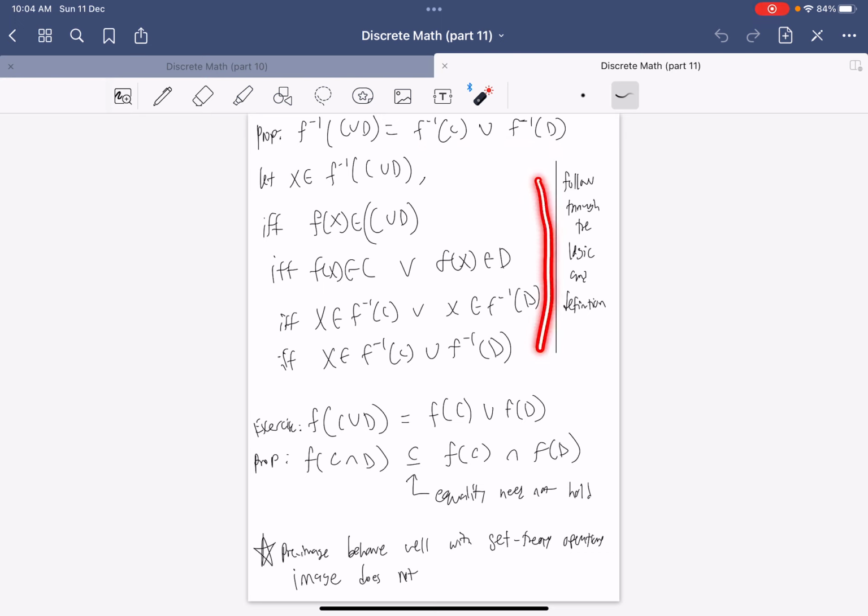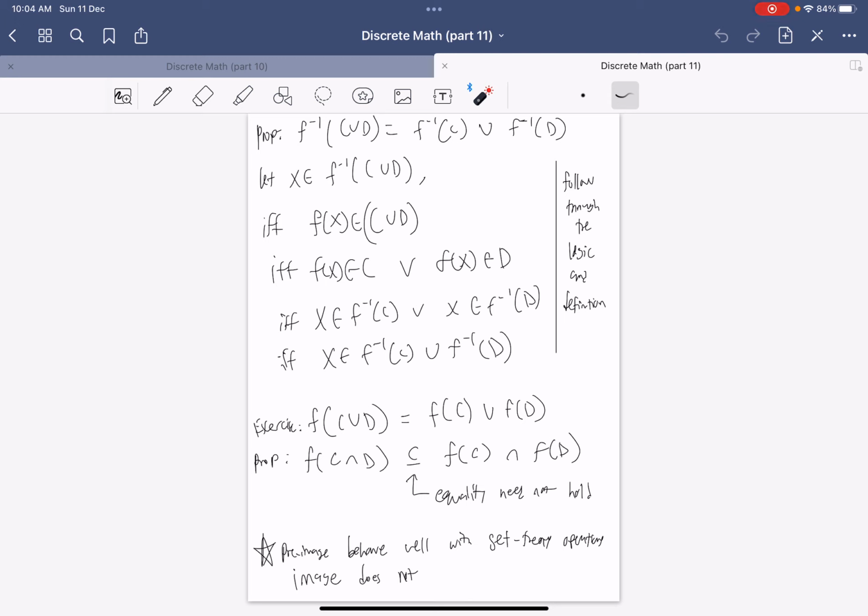The proof is as follows, and you can see how it is really just using the definition over and over again, so you can just use a series of if and only ifs and flowing through with the logic of and, or, and whatnot. You can also prove that the image of a union is the same as the union of images.